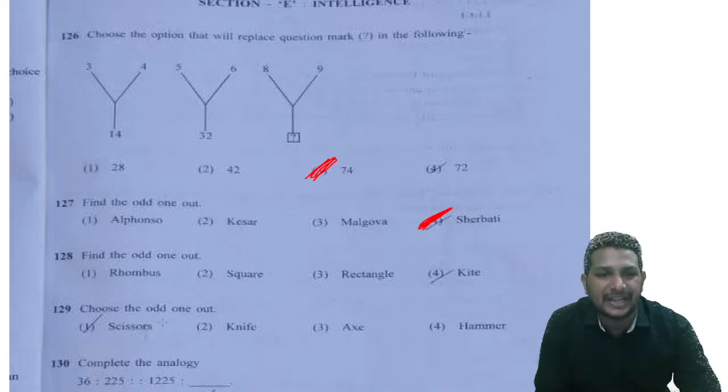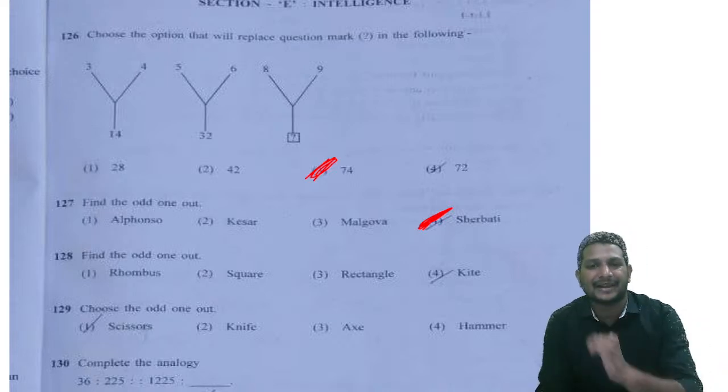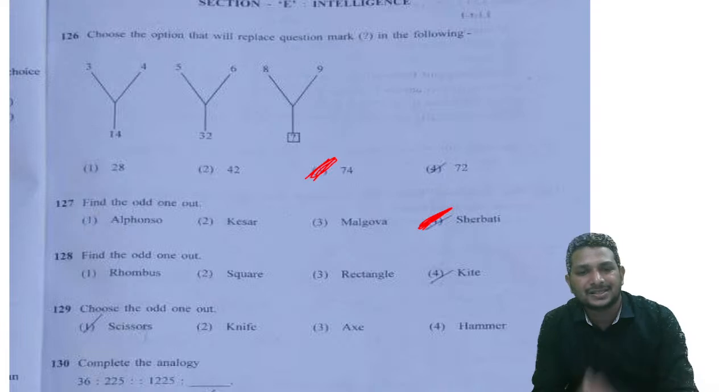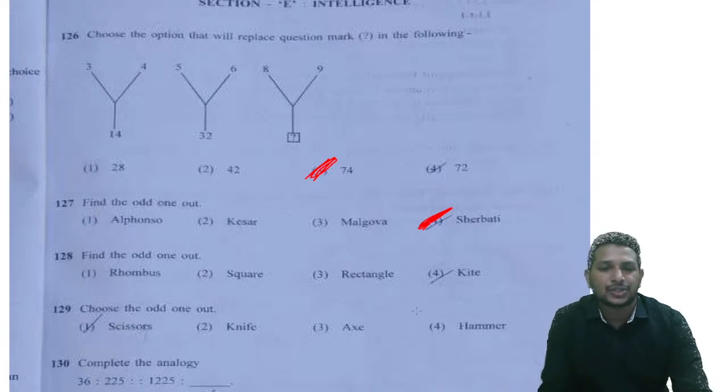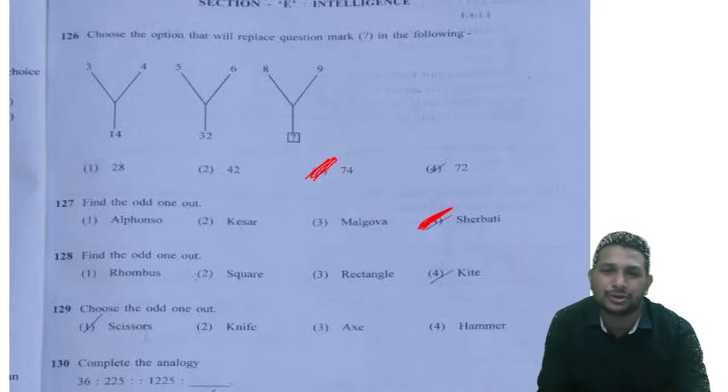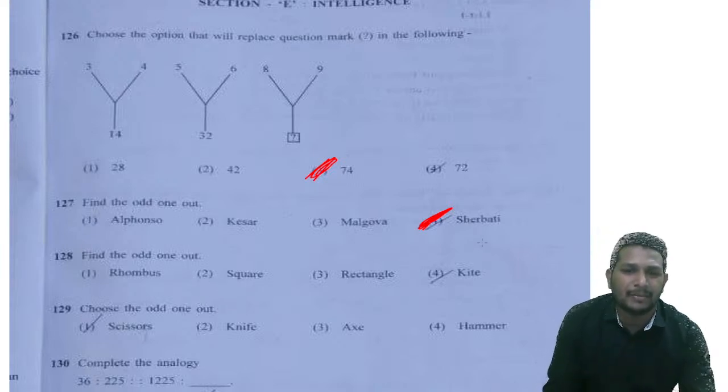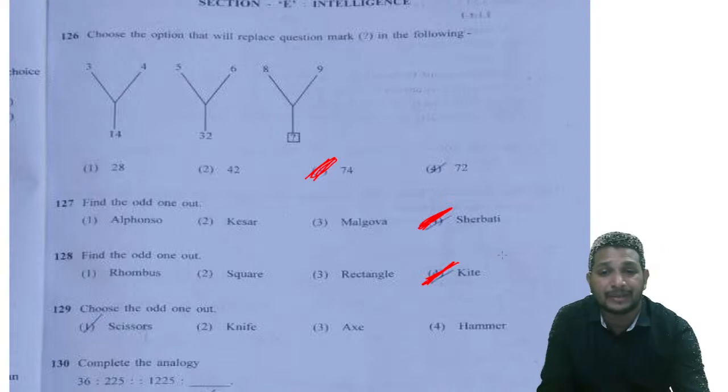Next, question number 128. Find the odd one out. Rhombus, square, rectangle, kite. Among all of them, rhombus has 4 sides, square 4 sides, rectangle 4 sides, kite is also 4 sides. But in rhombus all sides are equal, in square all sides are equal, in rectangle opposite sides are equal. But kite is slightly different from this choice. Okay.